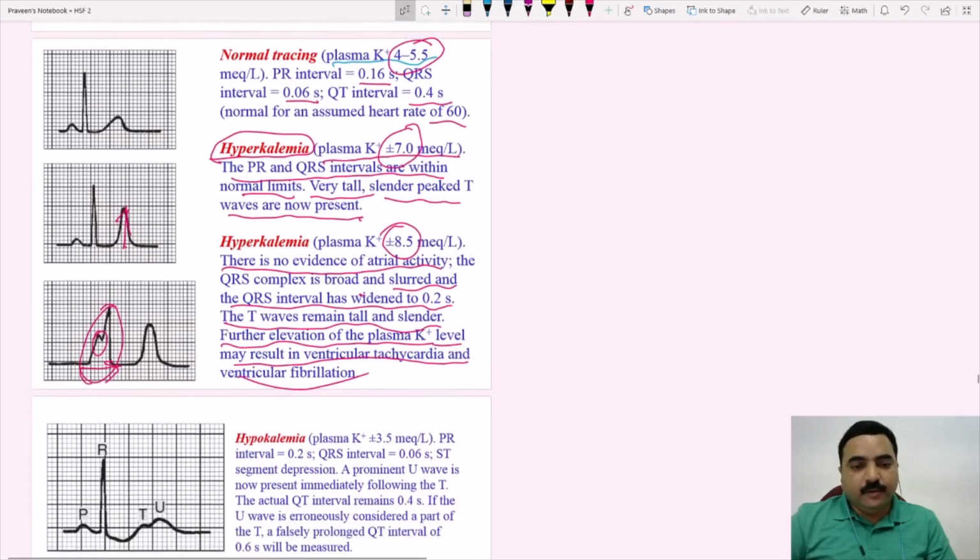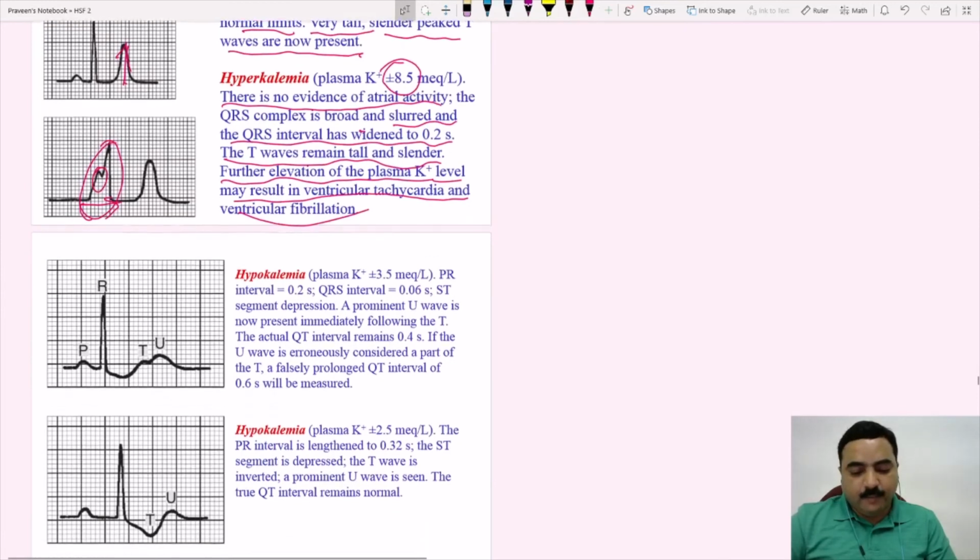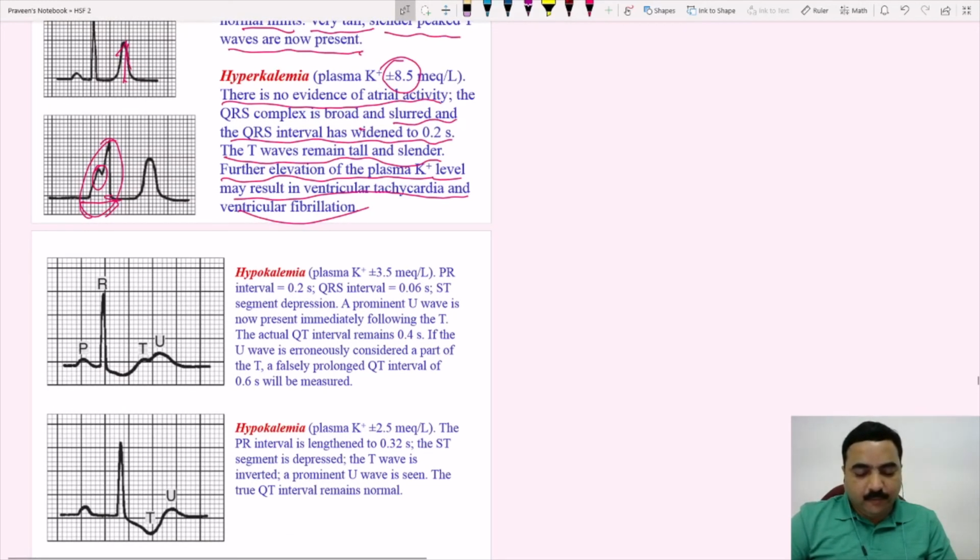Now let us go into hypokalemia. What happens in hypokalemia? If the level goes just below 4, like around 3.5, the hypokalemia effect can be shown in the ECG. There are not many changes in the PR interval, and the QRS is also normal. But the major finding you see is ST segment depression, with a prominent U wave. That is what happens in mild hypokalemia.